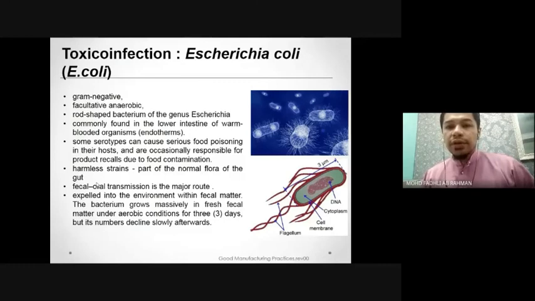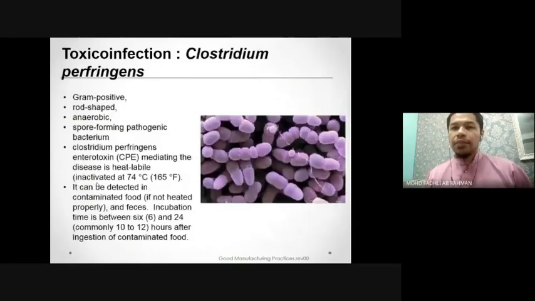So fecal-oral transmission is the major route. Okay, it is expelled into the environment within fecal matter. Okay, so the bacterium grows massively in fresh fecal matter under aerobic conditions for 3 days. But its numbers decline slowly afterwards.